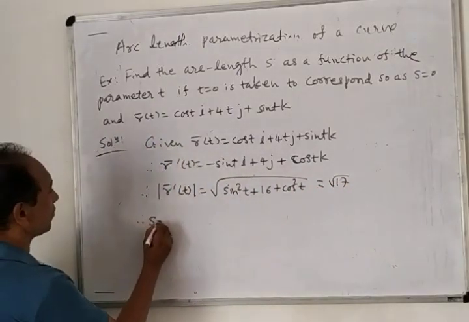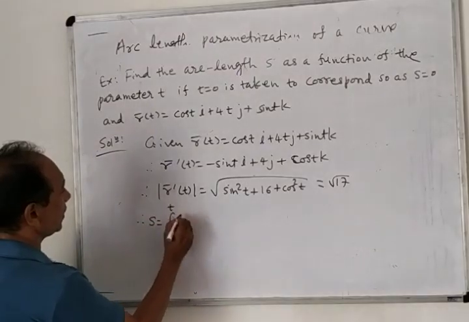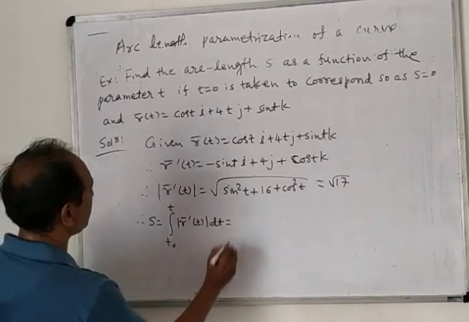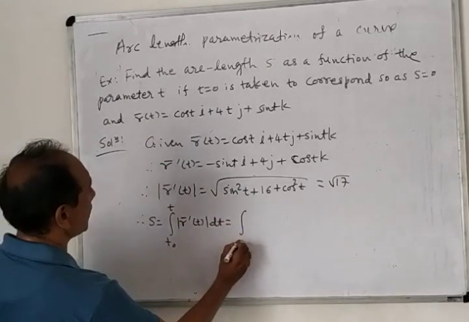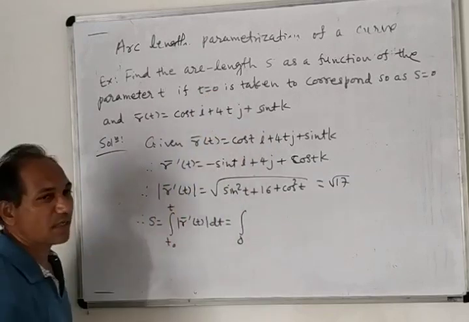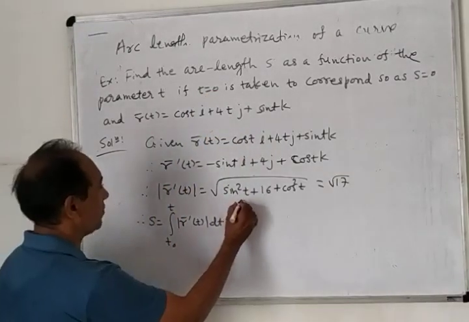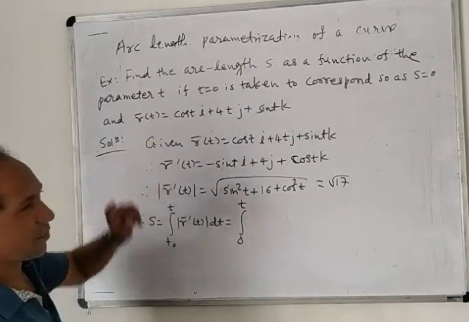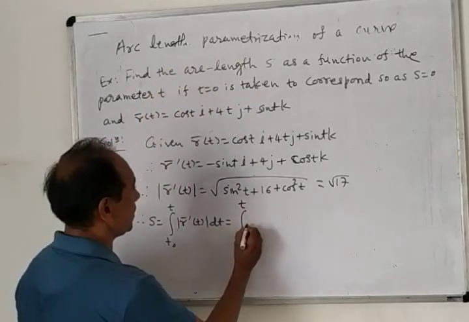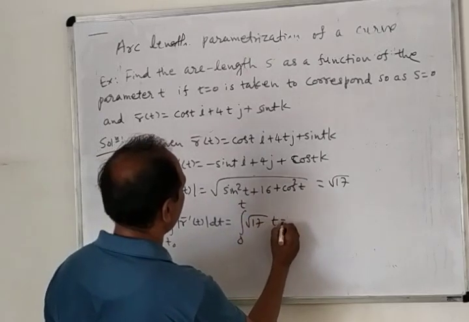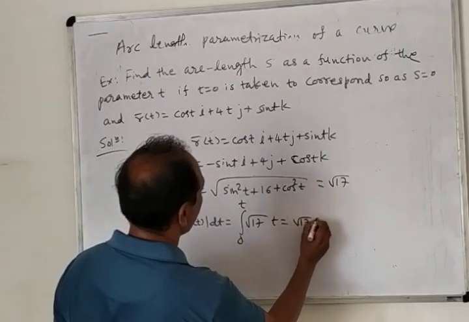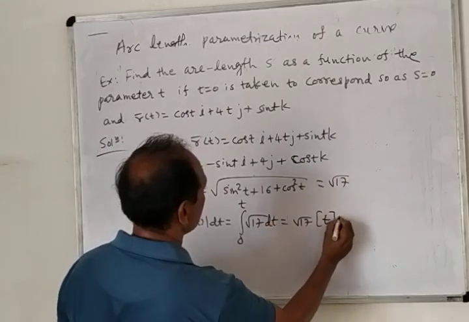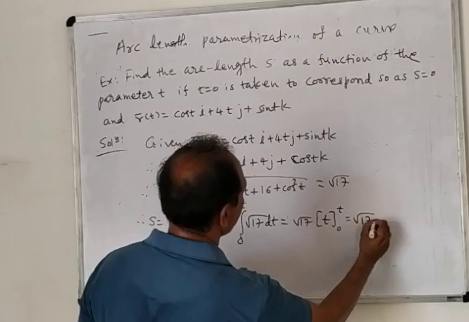And therefore s equal to integral from t0 to t of modulus r bar dash t dt. Okay. So t0 is already given as 0, the initial point corresponding to s equal to 0, and t we will keep as it is because we want to find out arc length s as a function of t. So square root of 17 will be common. So this is dt, and dt has the integration t. So 0 to t, this is t. So square root of 17 t.